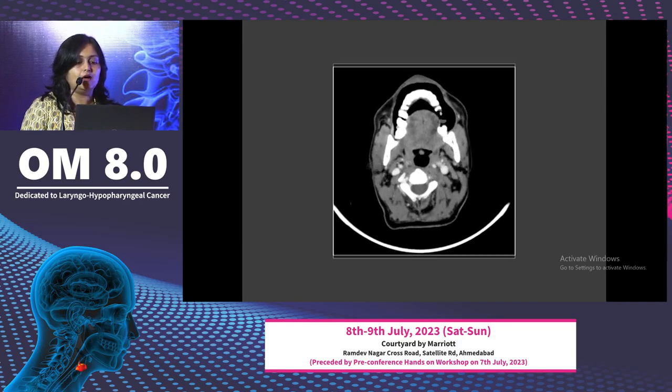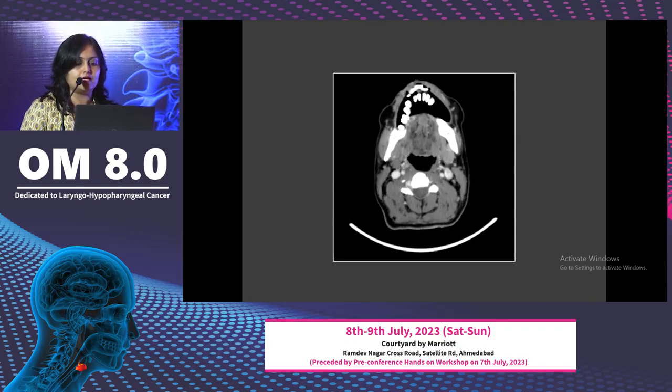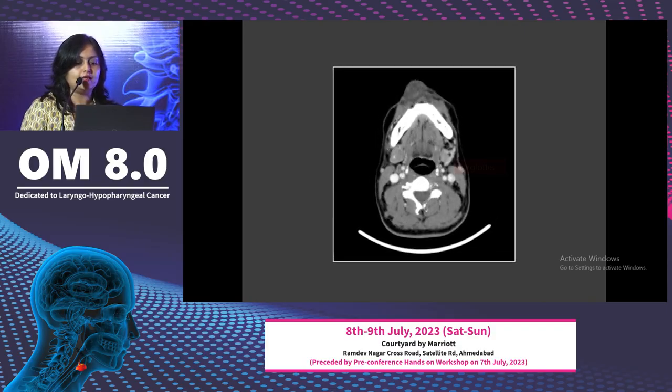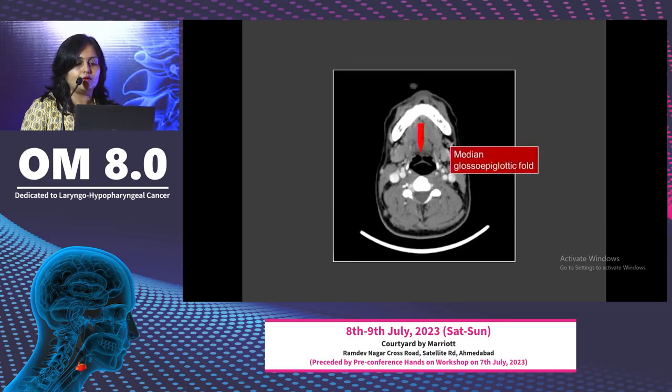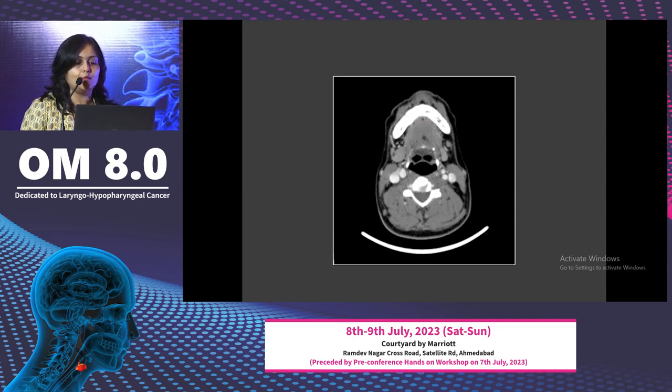We are going cranial to caudal, and here we can see the level of the oropharynx, and then comes the median glossoepiglottic fold. By the sides of the fold we can see the vallecula, and this is the free part of the epiglottis. As we move down, we can see the pre-epiglottic fat space, which is seen well at the level of the hyoid bone. This forms part of the supraglottis.